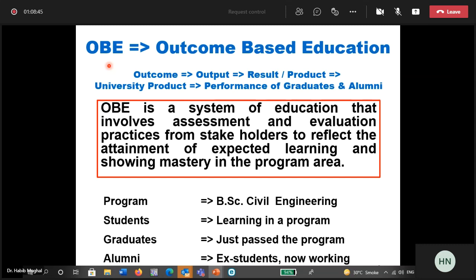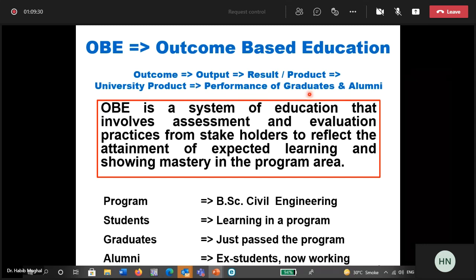And here in UET, which system are we following? The outcome-based education system. The main emphasis we are giving is on the outcomes of the student, not mainly on your CGPA, but on the outcomes. So what is meant by the outcome? Outcome means the result, the final product, the output. And what is the product of a university? The product of any university is basically its graduates.